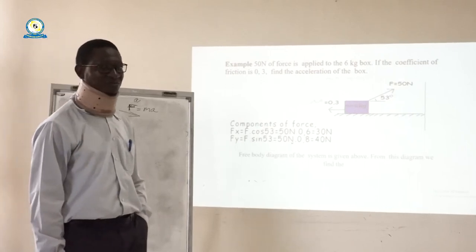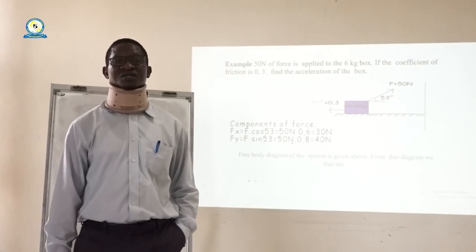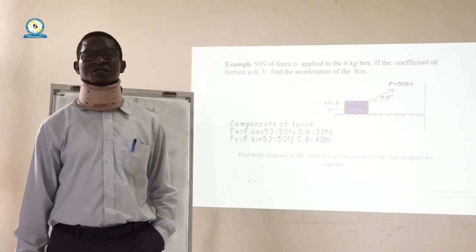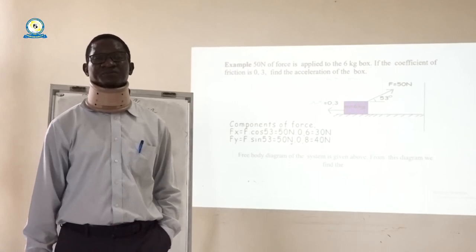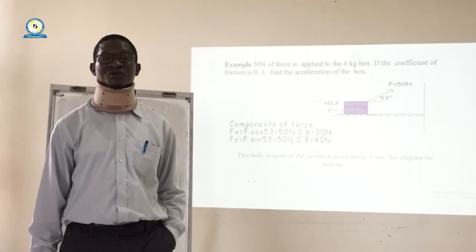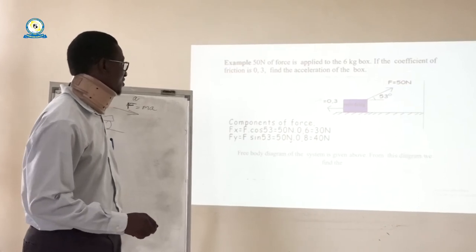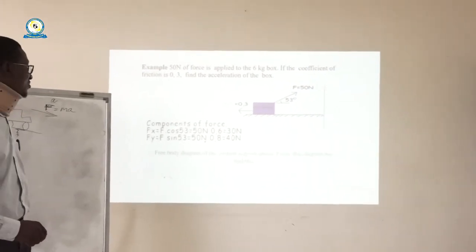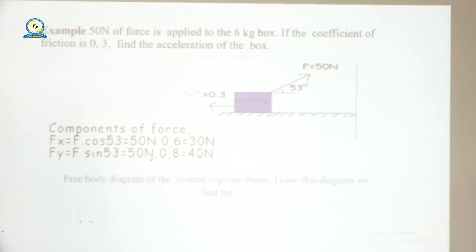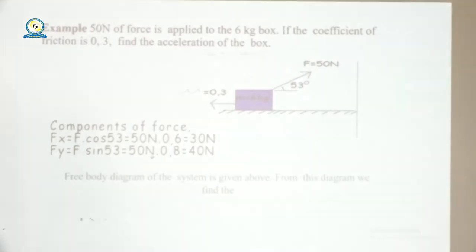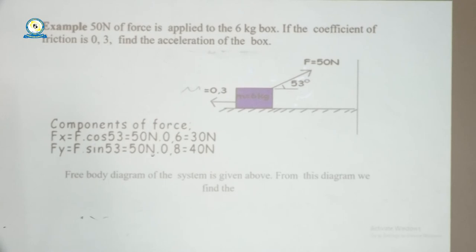Example: a force is applied to a 6 kilogram box. If the coefficient of friction is 0.3, find the acceleration of the box. As we remember, this is the diagram. This diagram is equivalent to a free body diagram. We don't need to draw a free body diagram. This diagram itself is like a free body diagram.